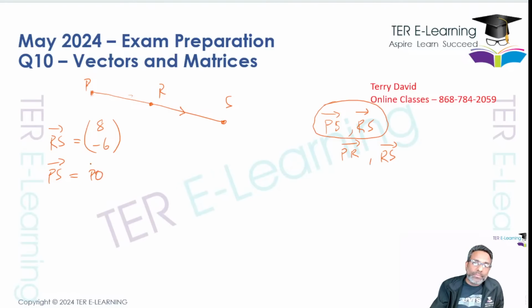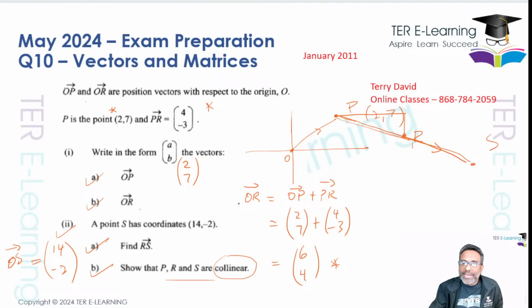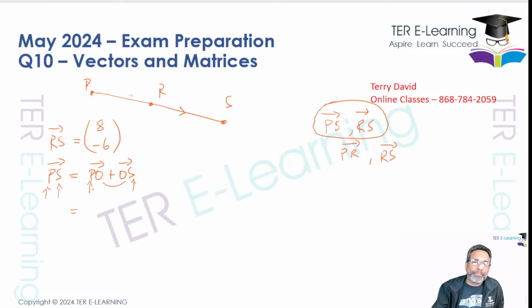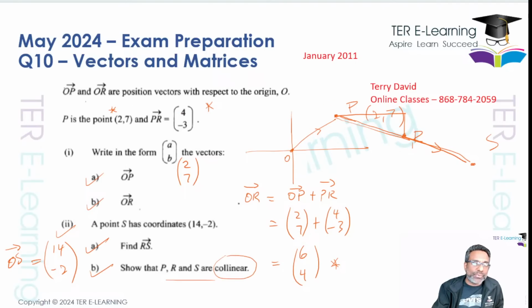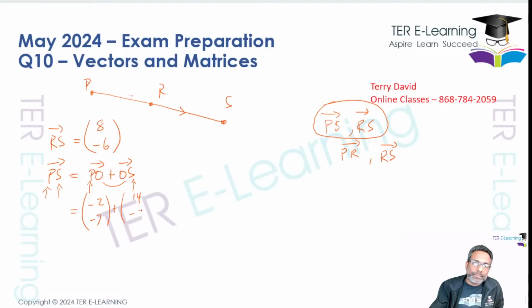PS is equal to PO plus OS. Once you know how to write a vector equation, you're starting at P and ending at S, so on my right-hand side I must start at P and end at S, and these two letters need to be the same. So PO, let's go back to our diagram. PO is -2, -7. And you're adding that to OS, which was some big number. OS is 14, -2. So -2 plus 14, you're going to get positive 12. And then -7 minus 2, you're going to get -9.